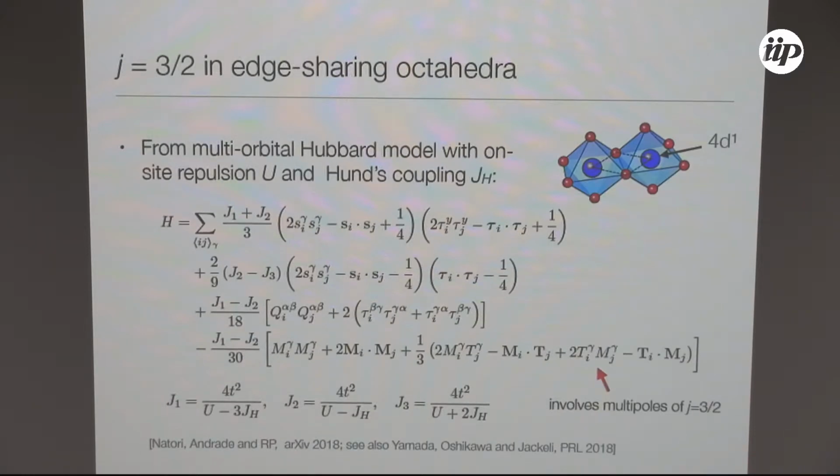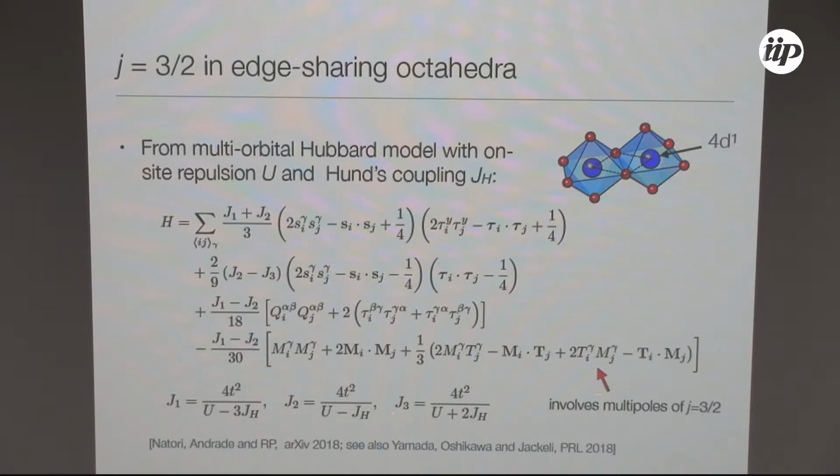Okay, so we play the same game as Jacqueline and Kaliuli. Start with a multi-orbital Hubbard model on this kind of geometry with edge-sharing octahedra. So we have an on-site repulsion U, also Hund's coupling JH, and then we look at the spin interactions that we generate to second order in hopping. And the model is terribly ugly. I won't bother with the details.